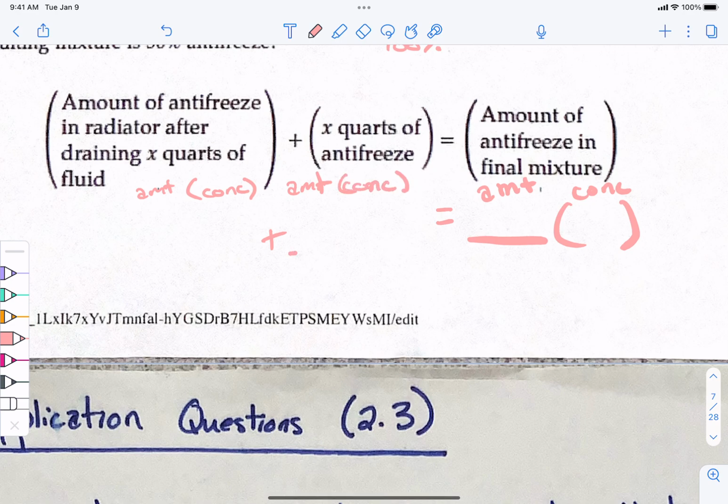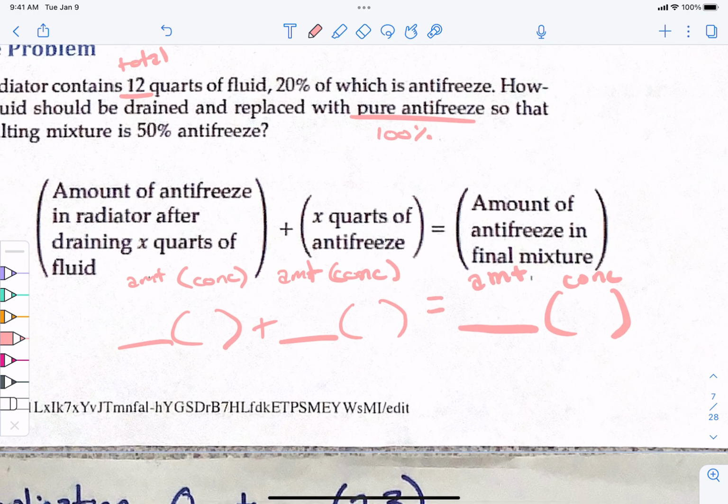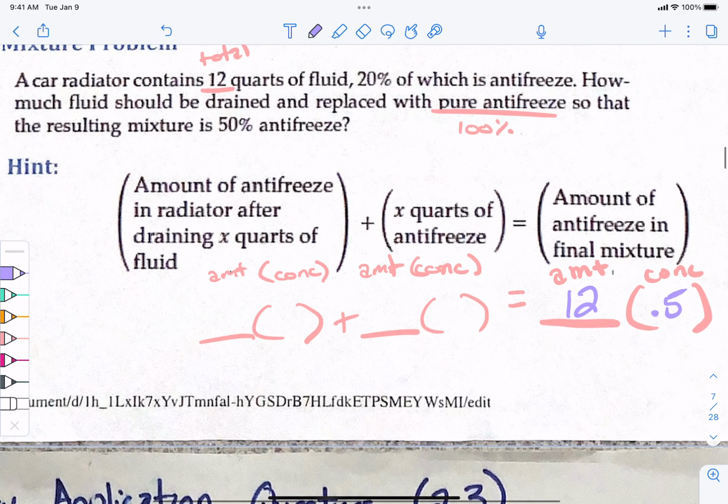Amount times concentration, adding those together gives me the total amount, right? Then you have this many times the total amount. How much total amount do we have? 12 quarts. The concentration I want it to be is 50%, 0.5. Okay, we know that, right? We have, to begin with, 20% concentration, which is this. We have 100% concentration, or 1.00, for the concentration that we are adding.